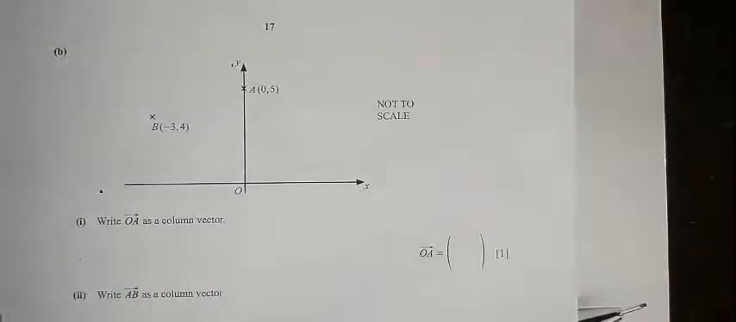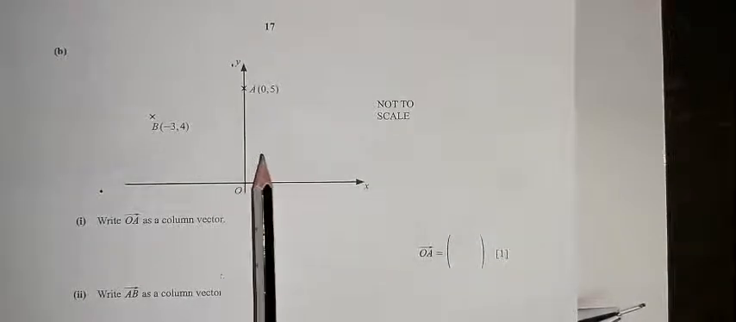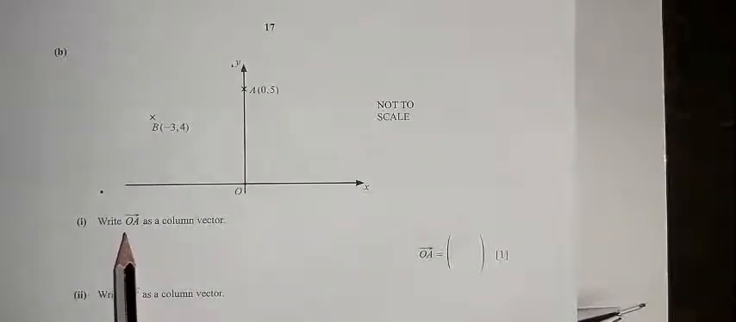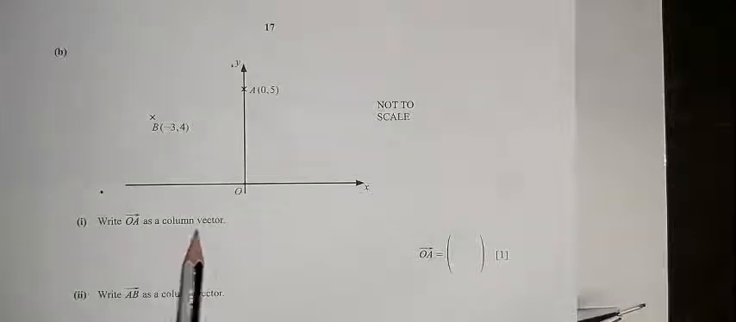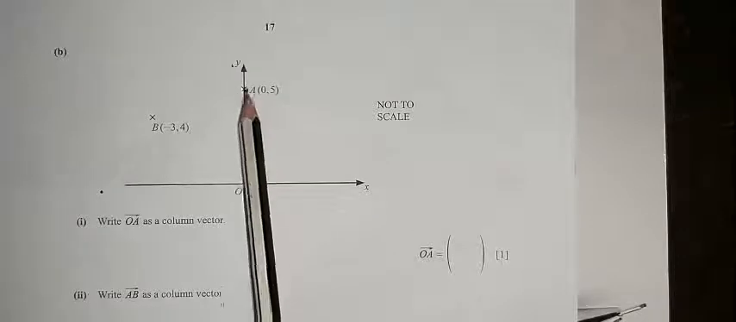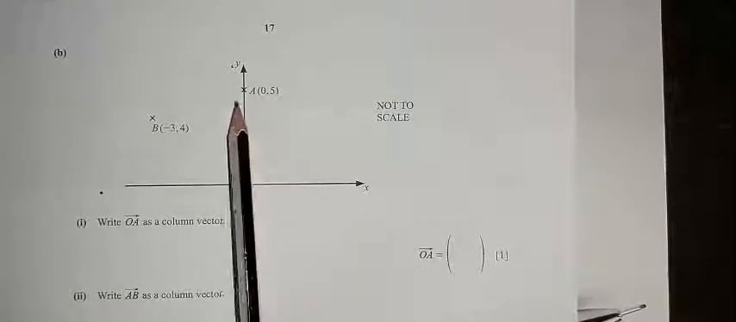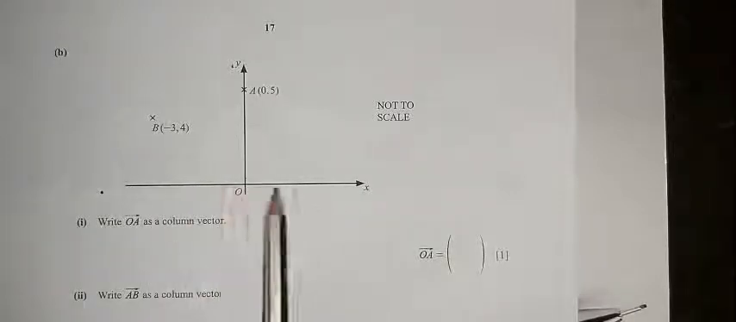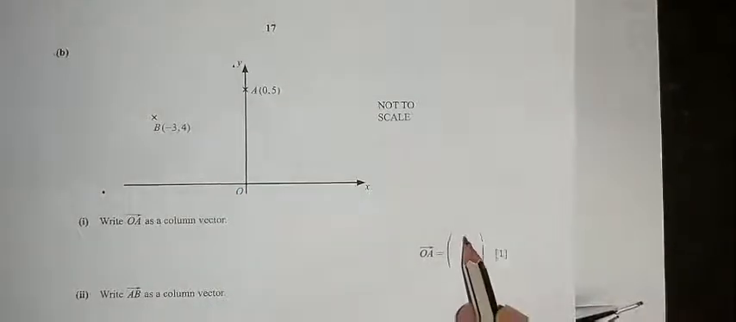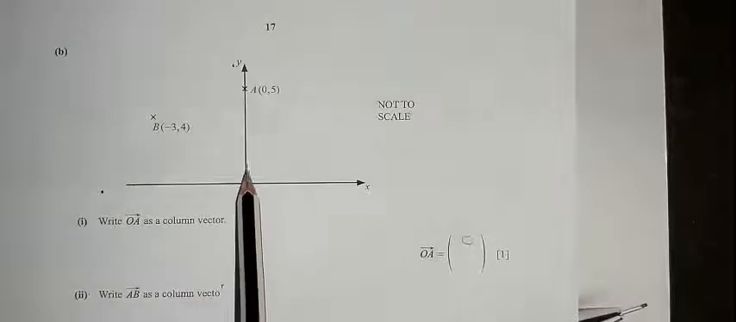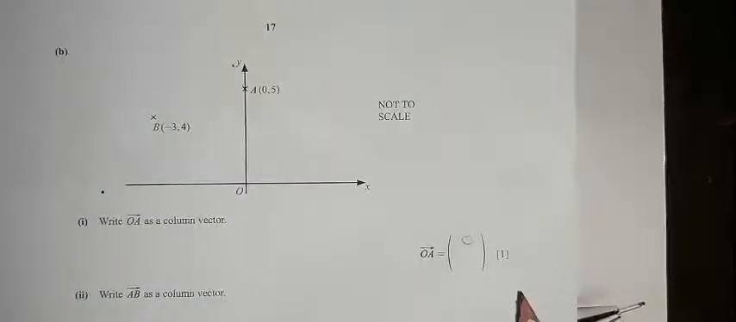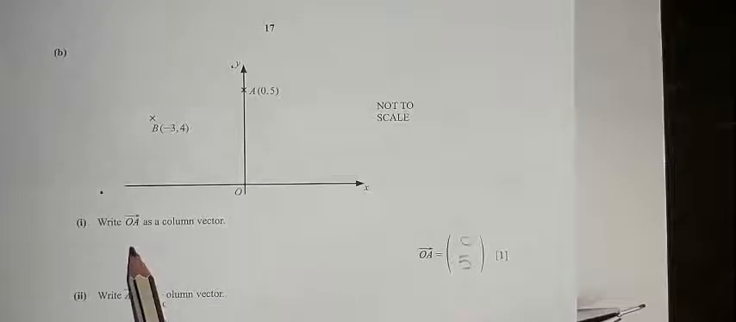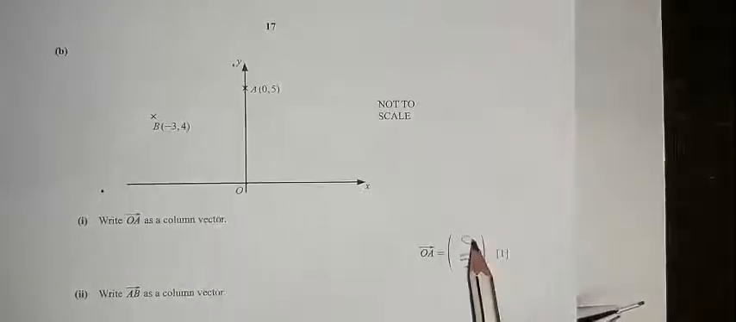In part B we have coordinates here, x and y axis, and 2 points A and B. Write the vector OA as a column vector. The point A, from O here we didn't move right or left, so the horizontal is 0, and we go up by 5 units, so the vertical is 5. So the column vector of OA is 0 and 5.